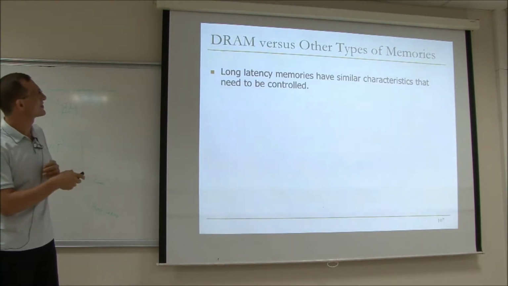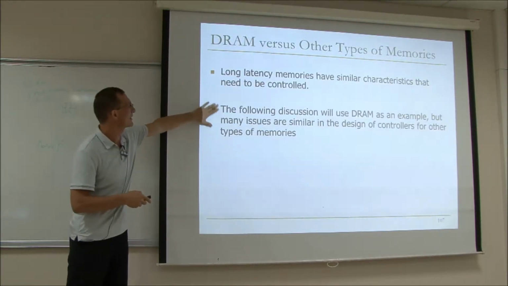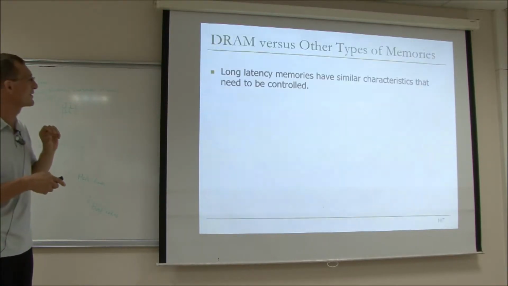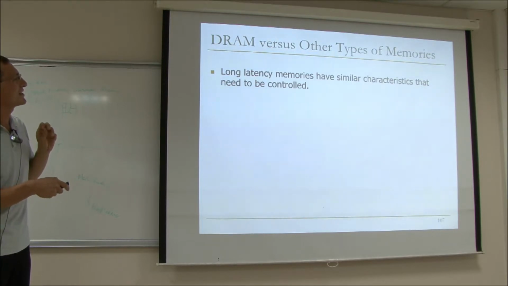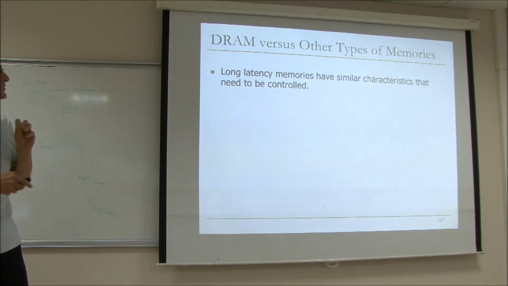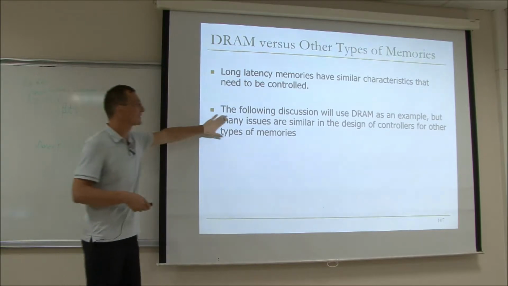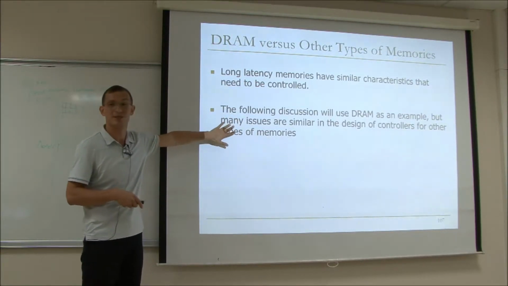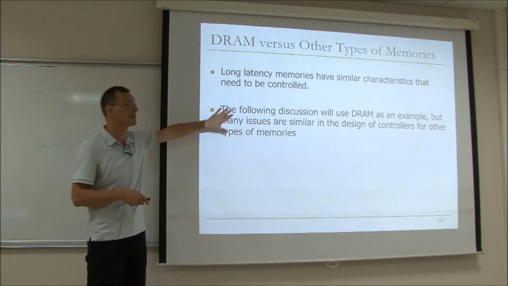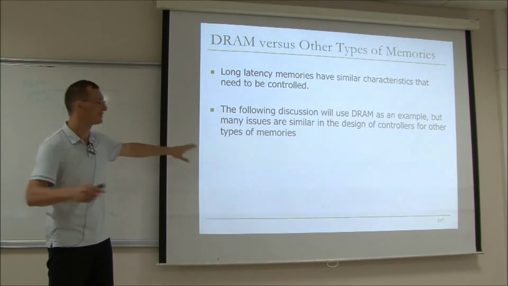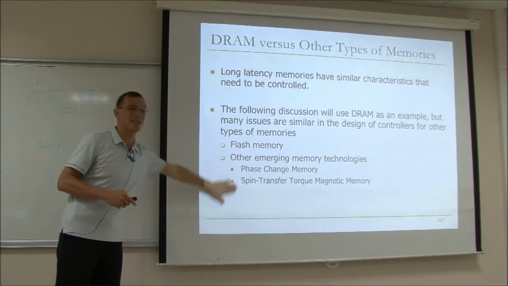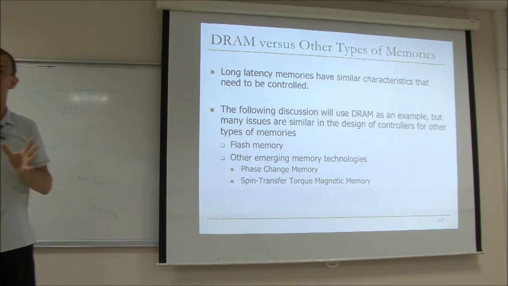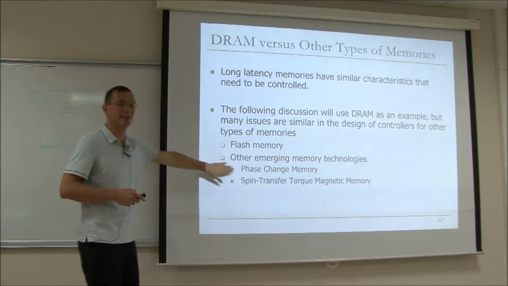Okay, DRAM versus other types of memories. I think basically I'll talk a little bit about the memory controllers because we're going to cover that in quality of service. But long latency memories have similar characteristics that need to be controlled. The following discussion will use DRAM as an example, but many of the issues are similar in the design of controllers for other memories. So flash controllers can actually be similar to DRAM controllers at a different level, right? And emerging memory technologies will need to have controllers also. So the controllers that I will describe will be specific to DRAM, but other technologies will have similar characteristics.